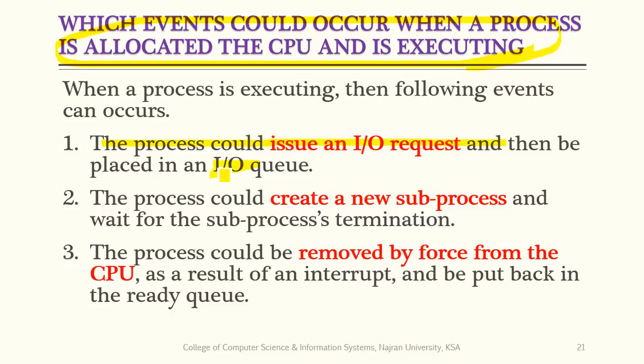So what is IO queue? This is also the device queue. Or the second possibility is that the process could create a new sub-process and wait for the sub-process termination. Okay, so here we are going to use the system call fork to create a new process, and that new process is called the child of that process. So he created a new process and now he is waiting for the process to terminate.